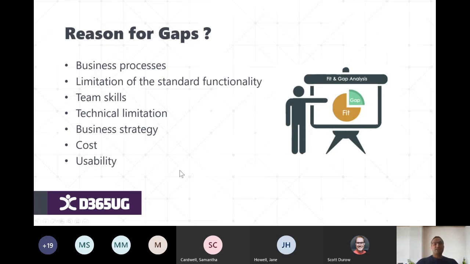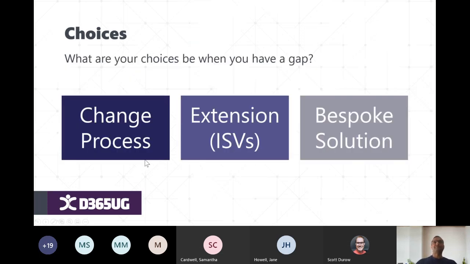It could also be your business strategy, where you want to move away from an on-prem application and move to the cloud over a period of time, but you cannot make that jump in one go, so you gradually start moving in that direction. It could also be cost and usability. So there are a number of factors that could create a gap. Usually when you hit a gap in an ERP implementation, or in any business application implementation, you really have three choices.